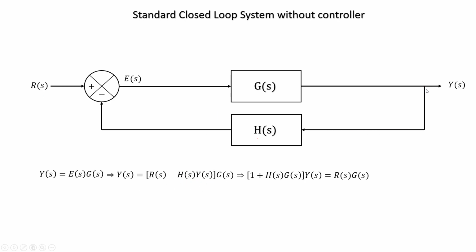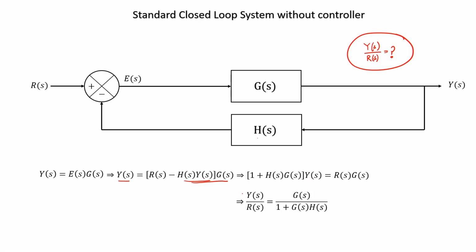Again, remember what we are trying to do: let me just write down Y(s) by R(s). We are trying to find out what this is. This is our destination for this derivation. Here what we will do is take the Y(s) terms on the left. You see this term H(s)G(s), I take it to the left, and if I take Y(s) common, I am left with this. Now I just have to do Y(s) by R(s), and that will be given by this expression.